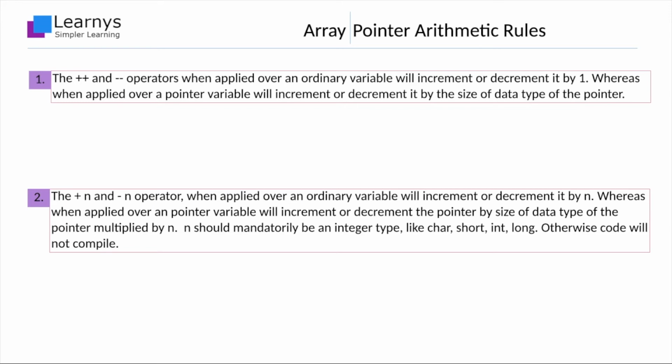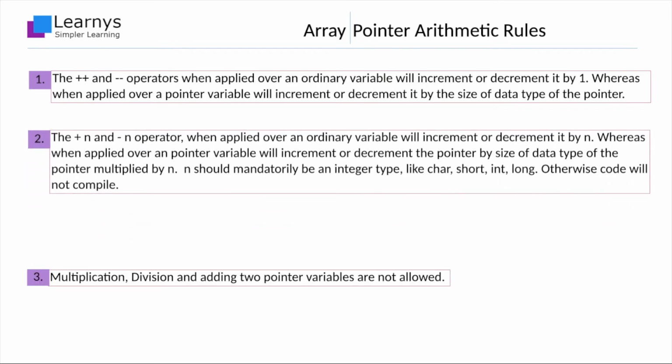n should mandatorily be an integer type like char, short, int, long, otherwise the code will not compile. Rule number 3. Multiplication and division operators as well as adding two pointer variables are not allowed. They give a compile time error because the resulting value needs to be interpreted as a pointer, and in these cases the resulting value could be any arbitrary number, which may not necessarily be interpreted as a pointer.